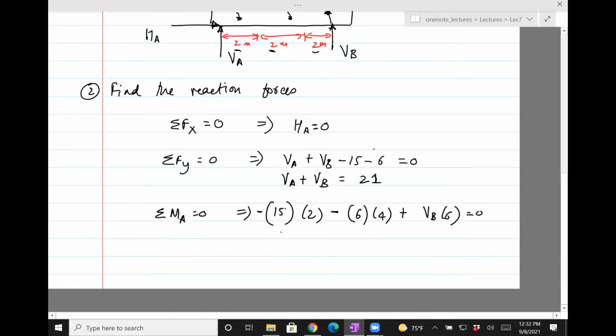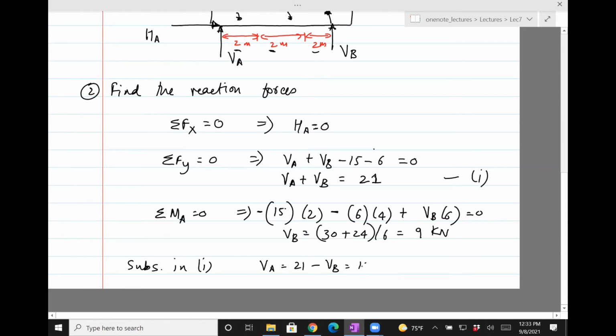So VB is 30 plus 24 divided by 6, which is 9 kilonewtons. Substituting into equation 1 gives me VA, which is 21 minus VB, which is 21 minus 9, which is 12.